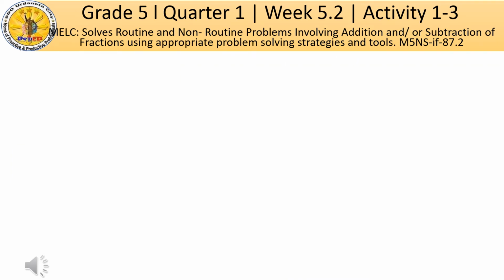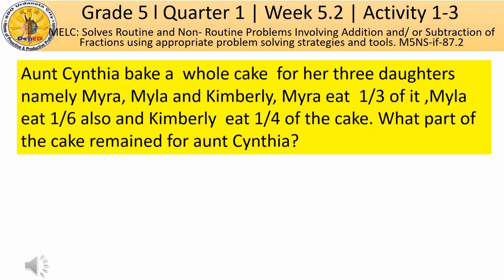Next problem. Aunt Cynthia baked one whole cake for her three daughters, namely Myra, Myla, and Kimberly. Myra ate 1/3 of it. Myla ate 1/6 also. And Kimberly ate 1/4 of the cake. What part of the cake remained for Aunt Cynthia?